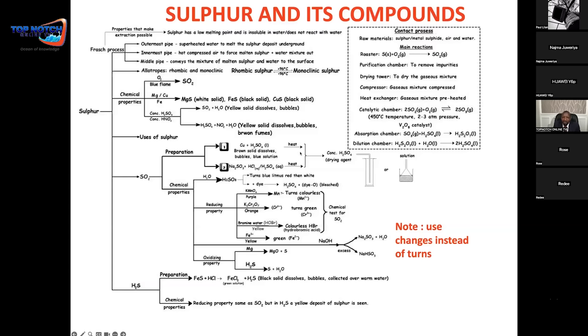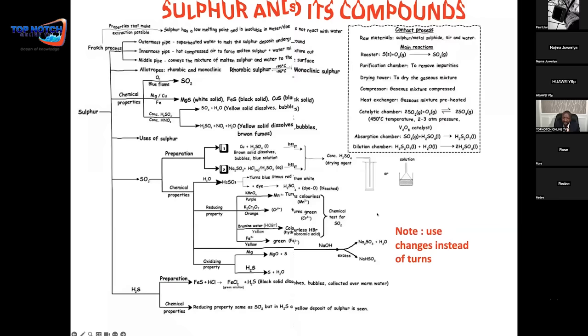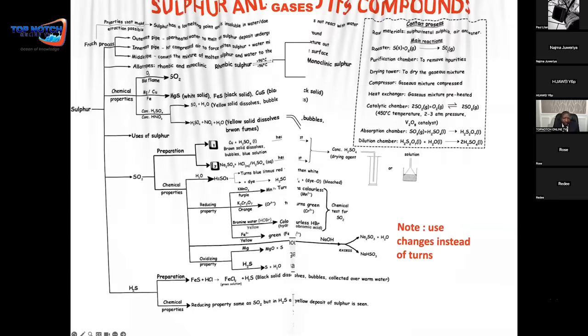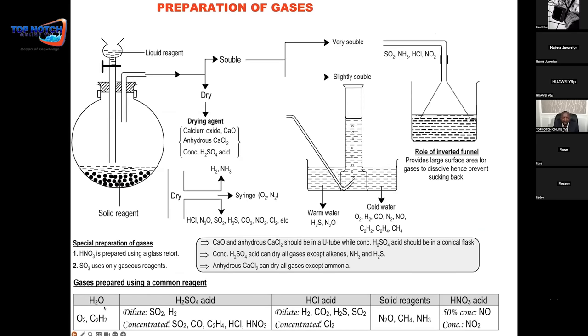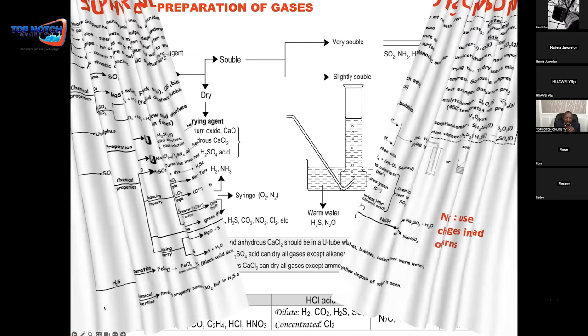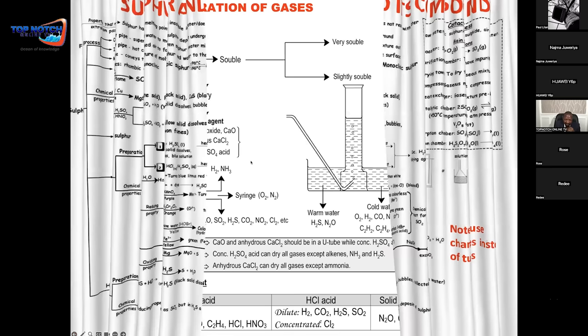Then it's passed through concentrated sulfuric acid, which is a drying agent, and collected by downward delivery. Or if you need a solution, you use an inverted funnel. That's it. As I told you, if you see a solid, know it is in a conical flask. If you see a liquid, know it is in a thistle funnel or dropping funnel.